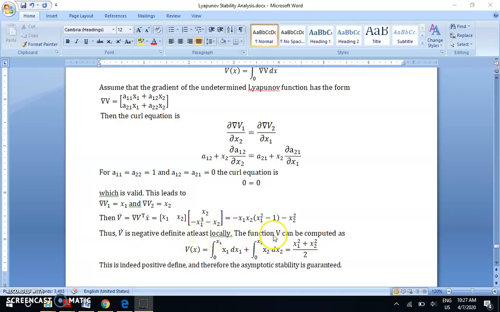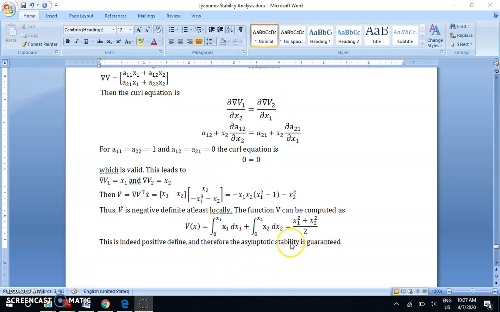So the Lyapunov function can now be constructed as v of x equal to the integral from 0 to x1 of ∇v1, that is x1 dx1, plus the integral from 0 to x2 of ∇v2 dx2, that is x2 dx2, which comes out as (x1 squared plus x2 squared) by 2. Now which is indeed positive definite. Therefore, the equilibrium is asymptotically stable. However, because v dot of x was negative definite only locally, we cannot say anything about the global asymptotic stability of the system.